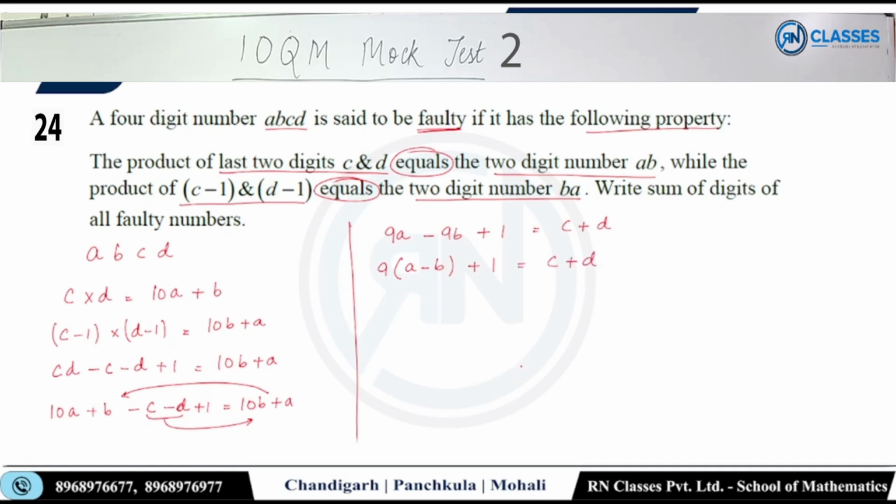9 times (A minus B plus 1) is equal to C plus D. अब कैसे चले? A, B, C, D, चार वेरिएबल, इक्वेशन एक ही है, मैं पुट भी किसको करना शुरू करूं? ठीक है, सम ऑफ डिजिट्स. सम ऑफ डिजिट्स से जल्दी निकल सकता है, ठीक है? सम ऑफ डिजिट्स पे चलते हैं.